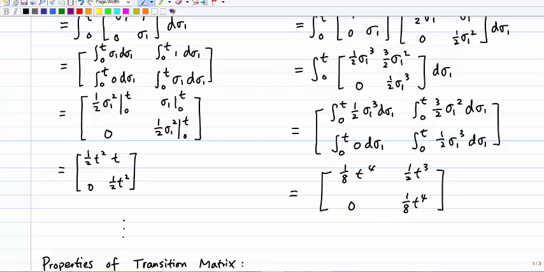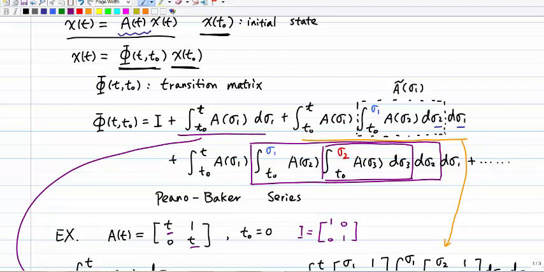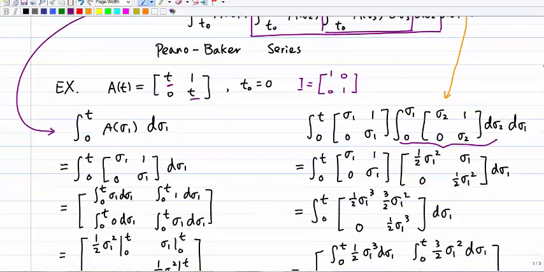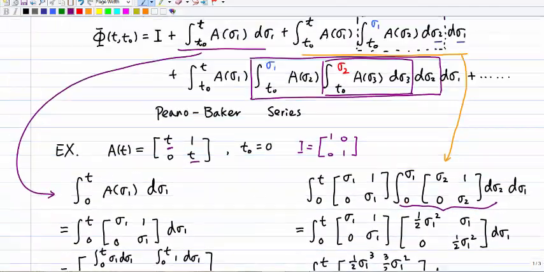Okay, so that's my computation for the two terms. You can imagine that as this integration gets more and more complex, it can be more challenging. The Peano-Baker series typically gives you an analytical, systematic solution, but it's very hard to use it to compute the general solution for any matrix A, for any A sub t.